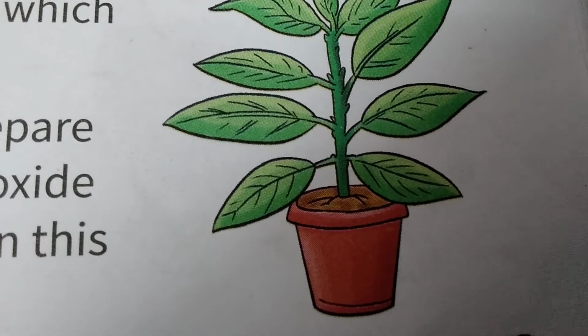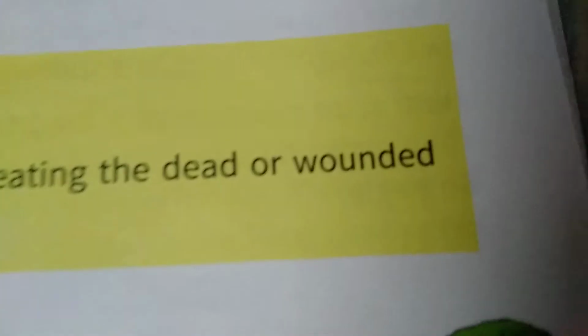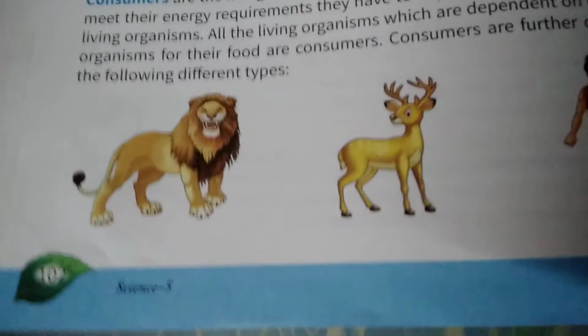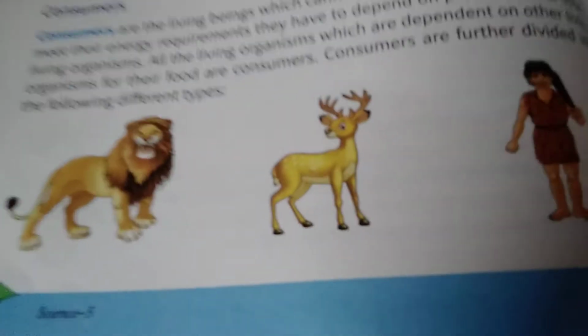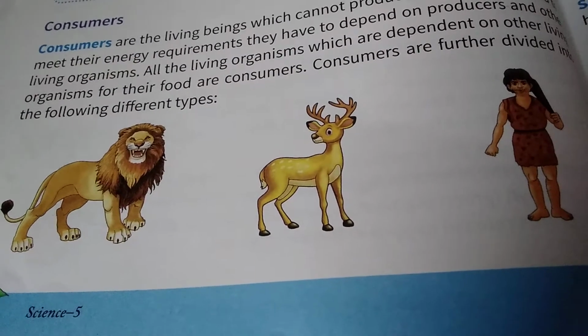Okay. Next is consumers. Consumers are the living beings which cannot produce their own food. For that, they have to depend on producers and other living organisms. Consumers are further divided into four types: herbivores, carnivores, omnivores, scavengers, as I told you before.